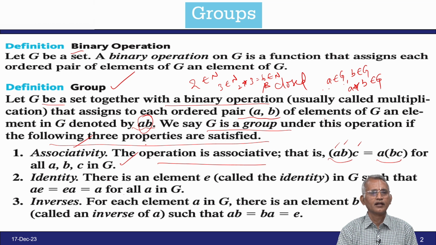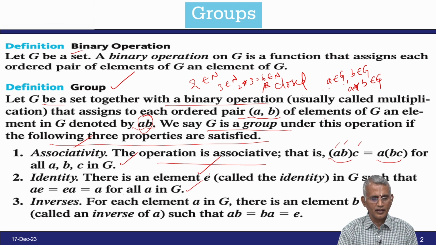Keep it in mind, check whether the associative property is satisfied or not, and then next is existence of identity. There is an element E, called the identity, in G such that A star E equals E star A, which is equal to A for all A in G. It means you search for the identity element such that if you multiply it with any element in that set, the same element comes, and you have to check left and right, AE and EA, for all A in G.